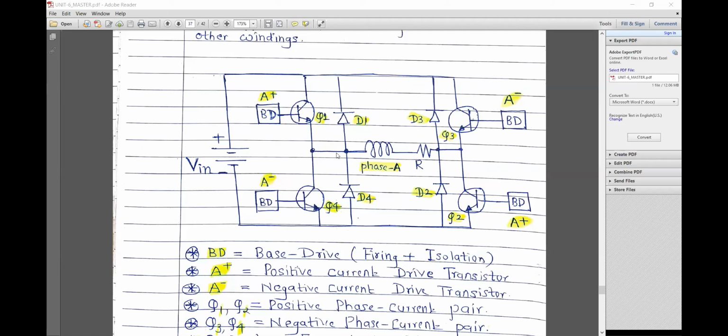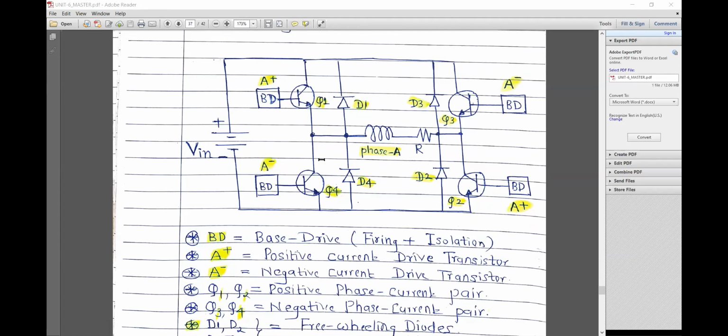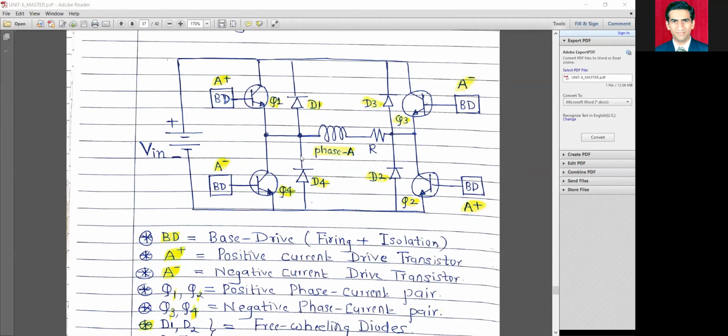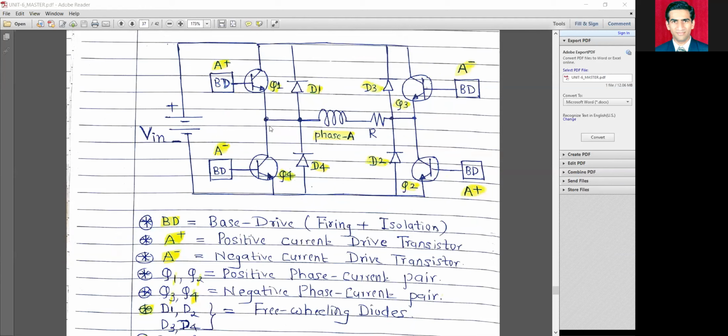That is why A plus means it is the base. BD stands for base drive. Base drive includes the firing as well as the isolation circuit. To simplify the representation of the circuit, we have purposefully not shown the firing and isolation circuits, but assume that they are already there. So A plus is the positive current drive transistor. Q1, Q2 are meant for positive current.